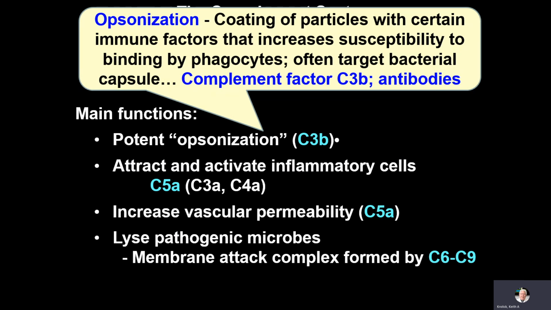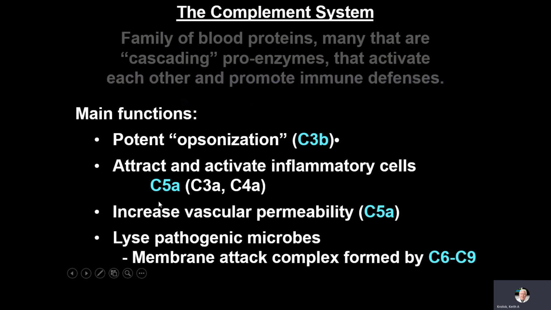The second complement component that I want you to remember is C5a. Now, it has some very close cousins, C3a and C4a, that perform very similar functions as C5a. But C5a is the star when it comes to these A fragments. C5a can do two major, really super important things. First of all, it is an extremely potent chemoattractant. It attracts inflammatory cells, leukocytes. Now, we mentioned chemokines before as being chemoattractants of leukocytes. They perform very important functions too.